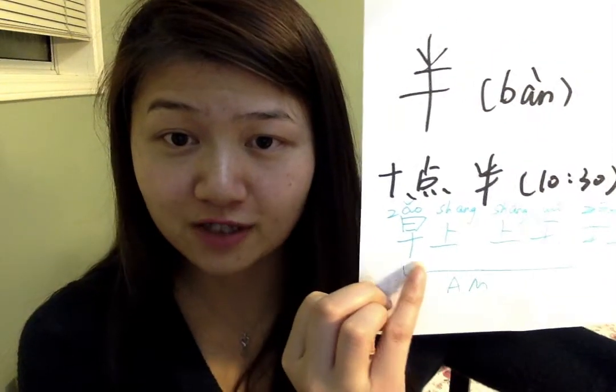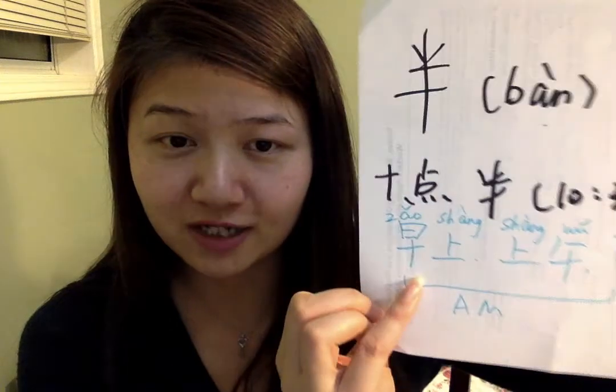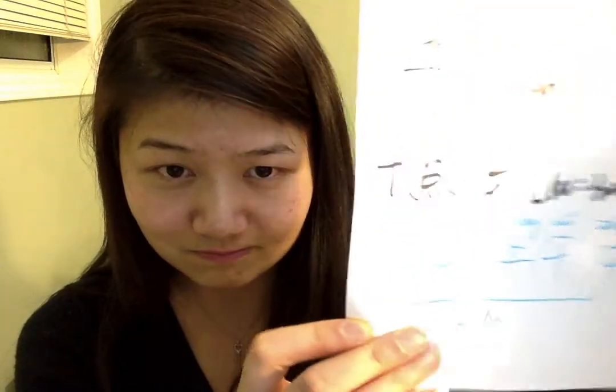Okay, I think some of you guys may wonder how you tell the difference between AM and PM. So in China we don't use AM or PM, but we have special words for that. So if it's morning, we can say 早上. Okay, here. 早上. Can you see that?